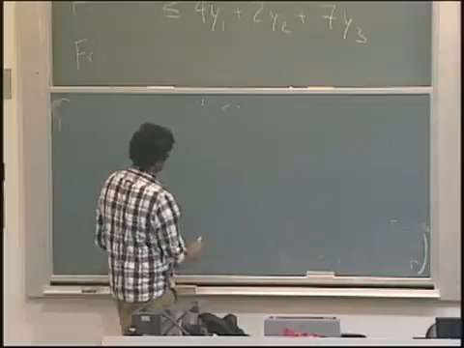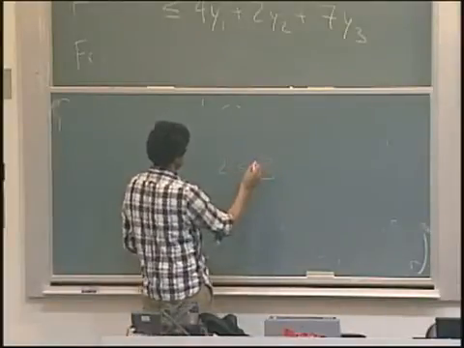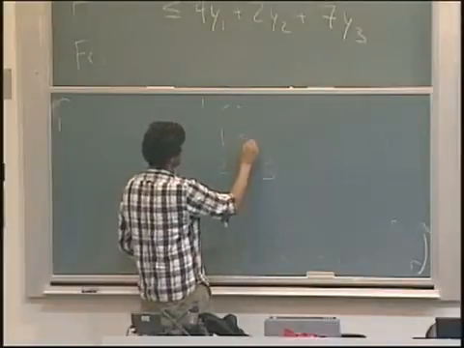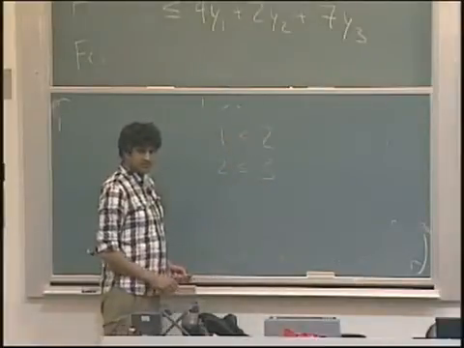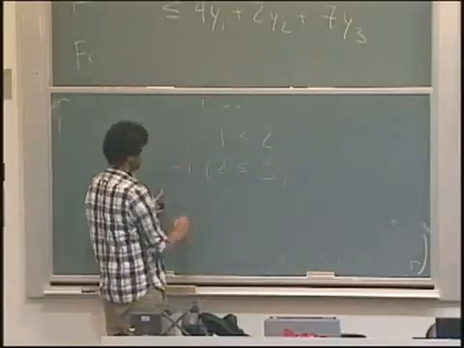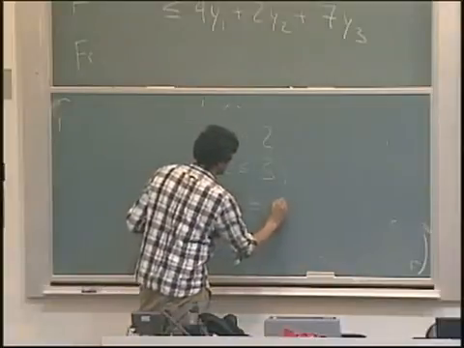Let me see if I can come up with an example. So 2 is less than or equal to 3. 1 is less than or equal to 2. Is that going to work? Okay, so now I multiply this by negative 1. Right? So now I get negative 2 is greater than or equal to negative 3.